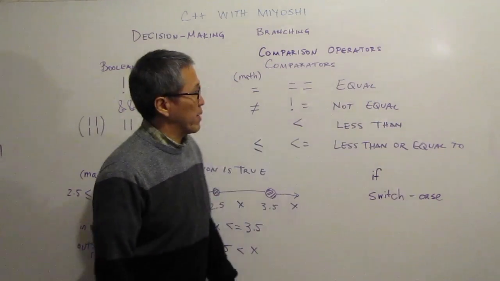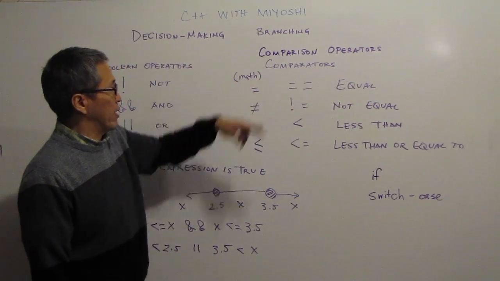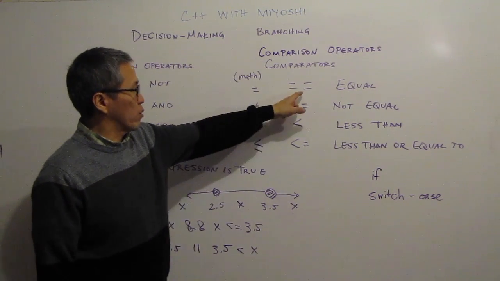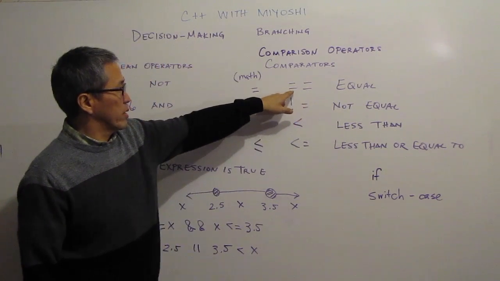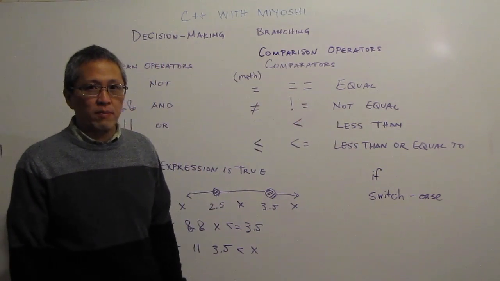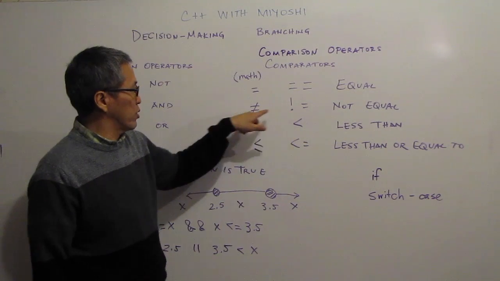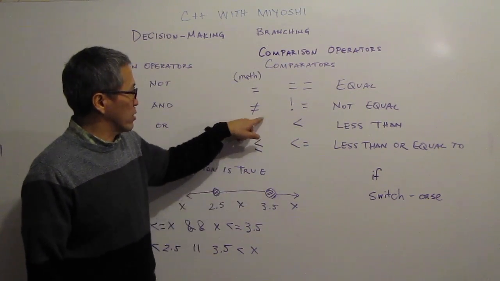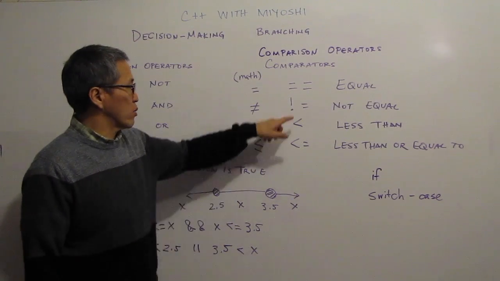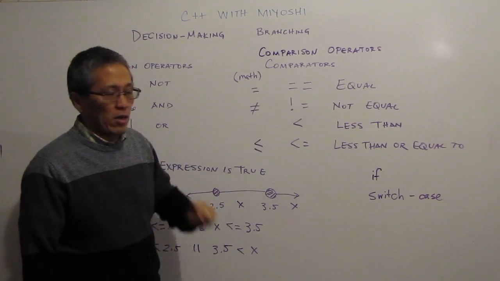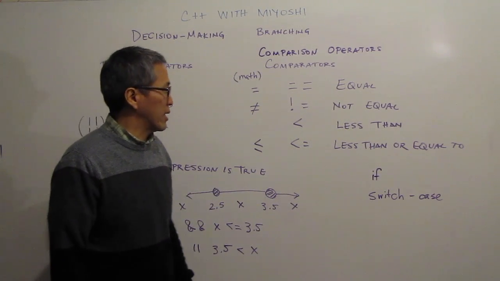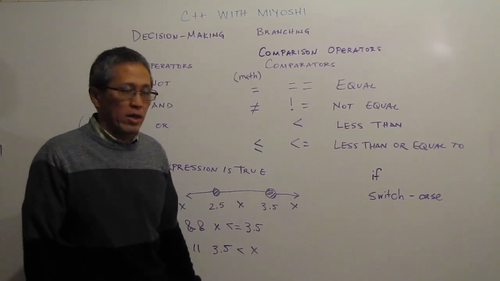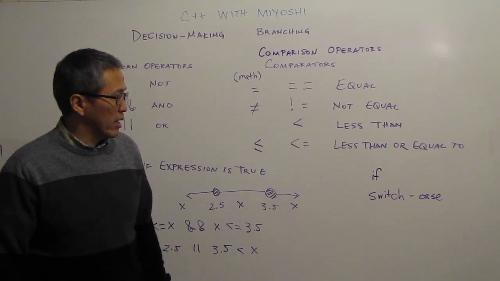Here we have some comparison operators, or comparators. And in math, we check to see if something's equal. In programming in C++, we use two equal signs to test if something's equal or not. We have not equal to. In math, it looks like an equal sign with a slash through it. We can't do that; there's none of those guys on the keyboard. So we have a not equal to, which is a not, or an exclamation point, and an equal sign. And we have less than, which is just the shift comma on your keyboard, and the less than or equal to.